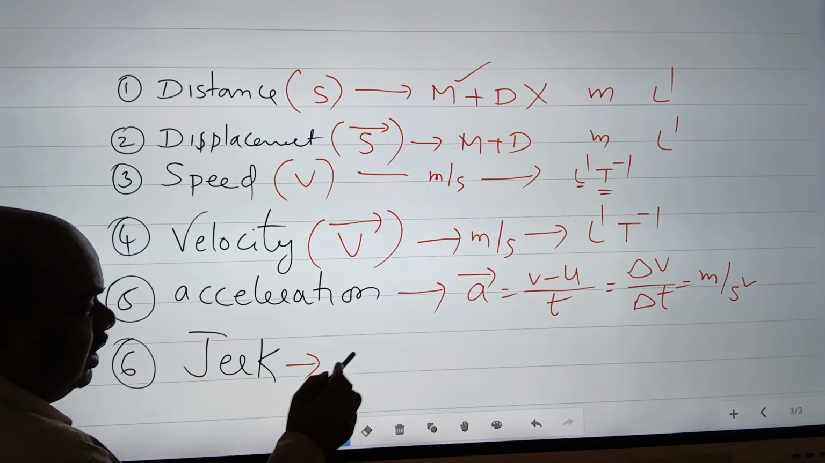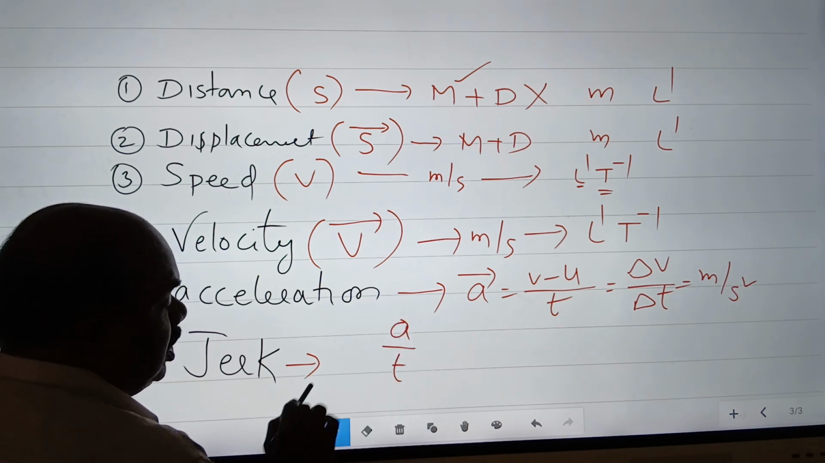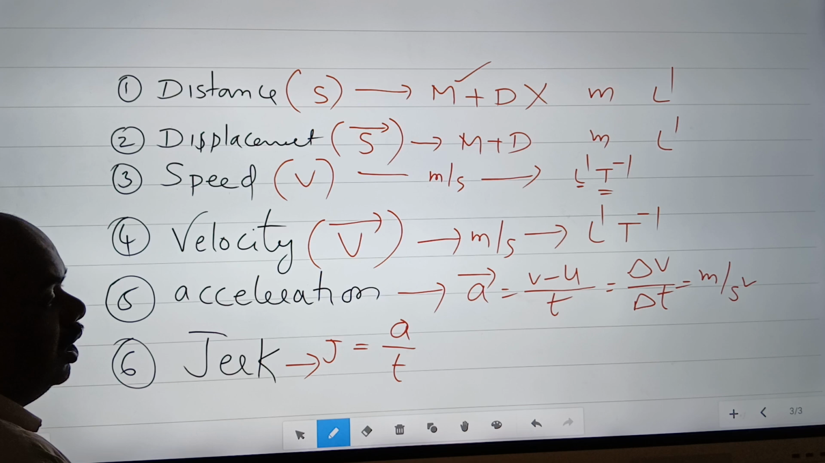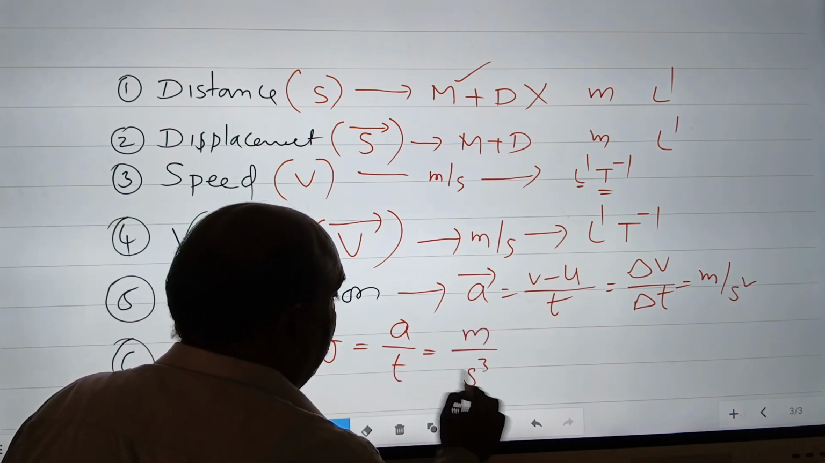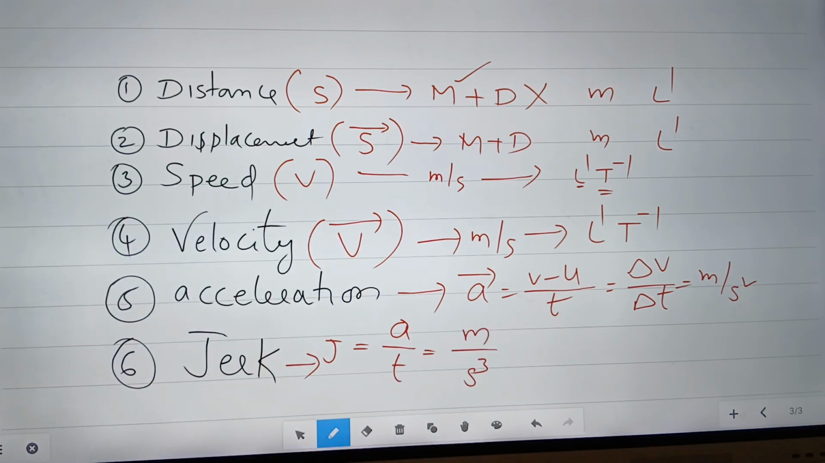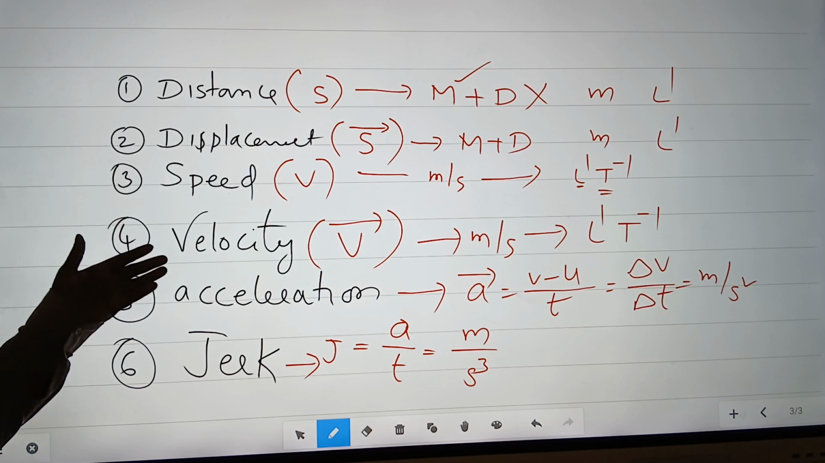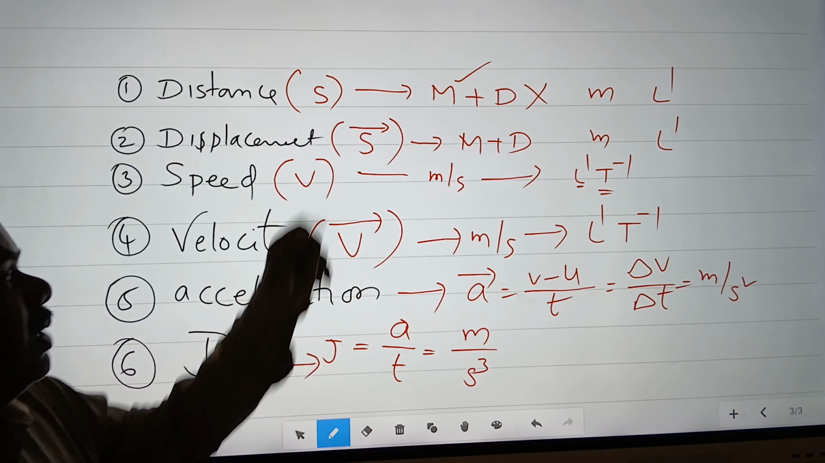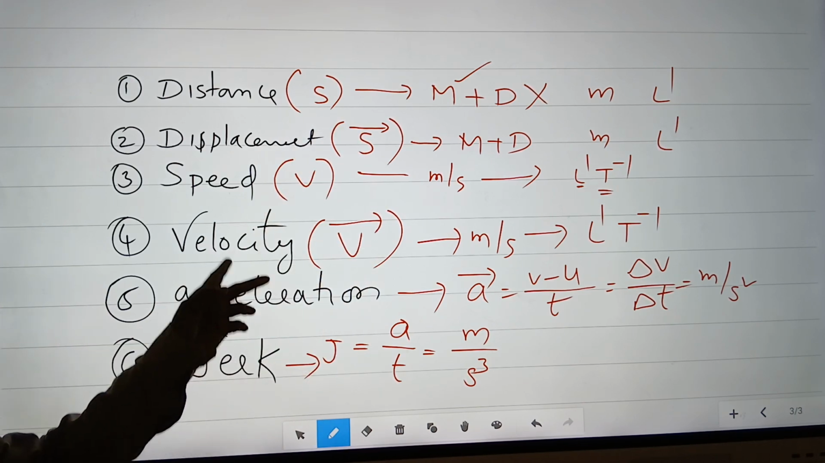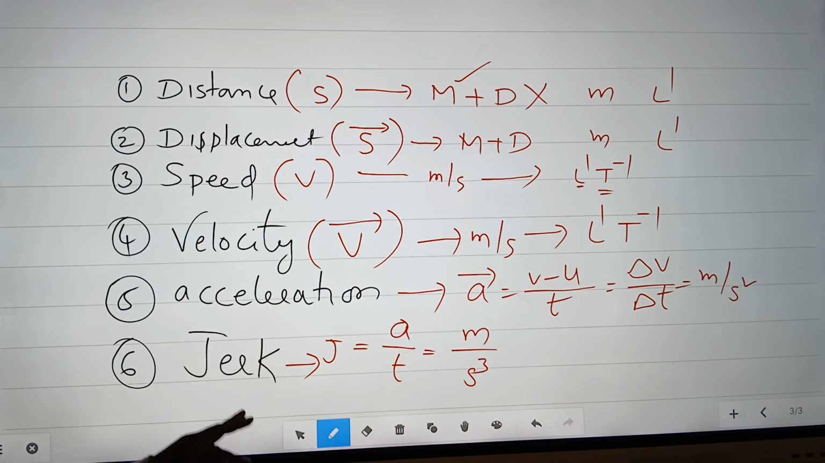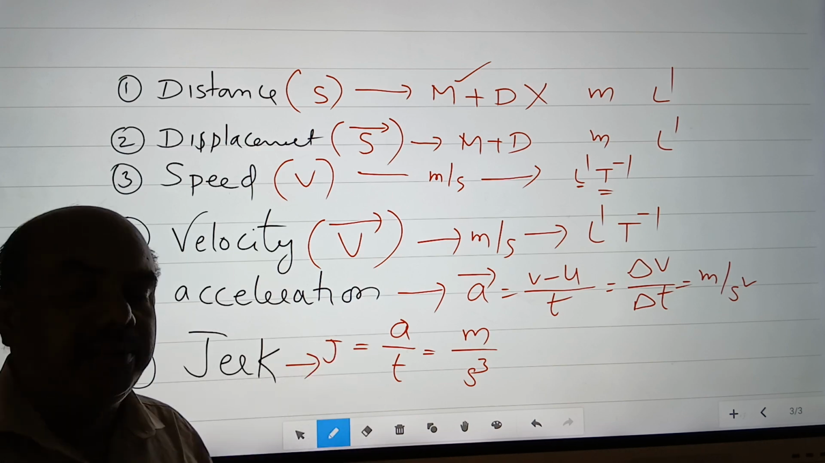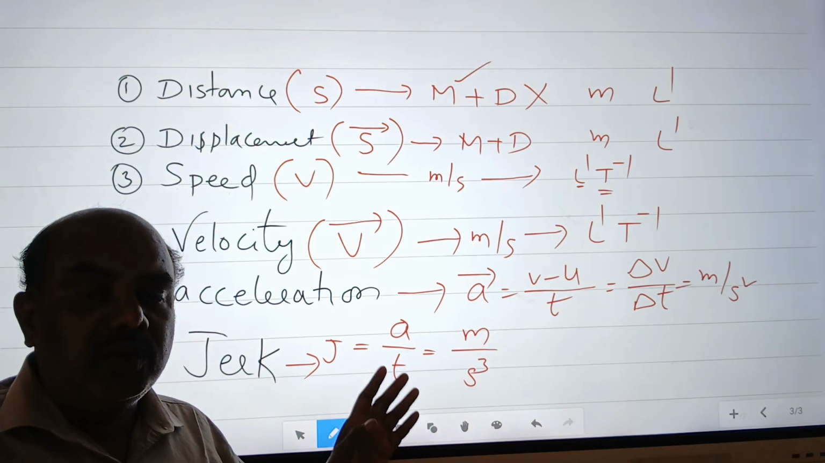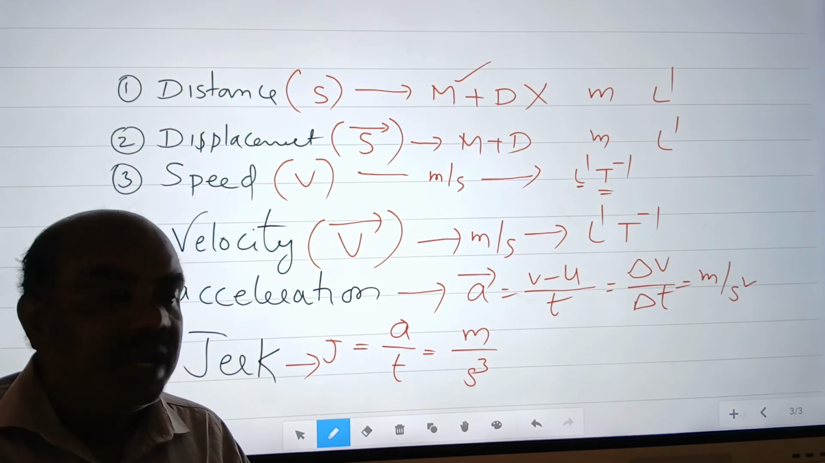Now, what is meant by jerk? Rate of change of acceleration in a given time is nothing but jerk. Jerk has the unit meter per second cube. All these things one by one we will see in a detailed manner. Please note down up to here. Distance, displacement, speed, velocity, acceleration and jerk. Distance is denoted by s, displacement s bar, speed v, velocity v bar, acceleration a bar, jerk j. These are the important terminology we are going to define in kinematics.